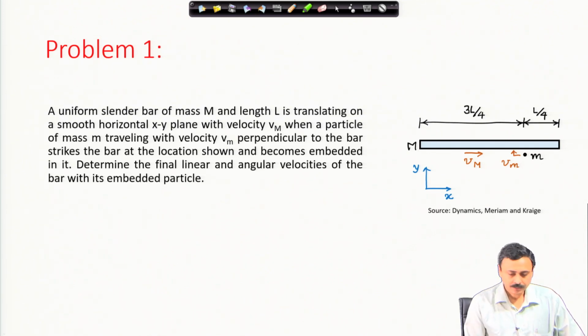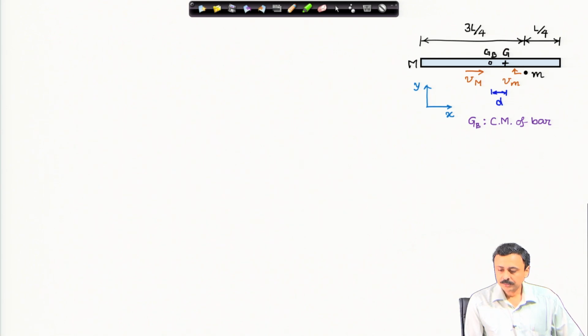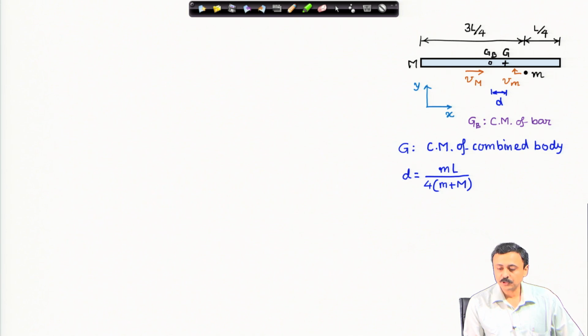There are no external forces, the horizontal surface is frictionless, there are no external forces on the whole system. Of course, when this small m gets embedded, there will be an impulsive force, but that is internal to the system. There is no external force on the system. Therefore, the net linear momentum of the center of mass of the whole system will be conserved, and the net angular momentum about the center of mass of the whole system will be conserved.